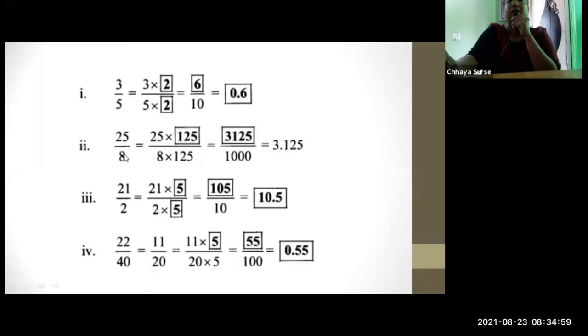Next, 25 upon 8. Now 8, we want to convert into 10 or 100. We can't convert it into 10 or 100, so we are converting into 1000, a power of 10. That's why 8 is multiplied by 125. If you multiply 8 by 125, the numerator should also be multiplied by 125. So 25 multiplied by 125 and 8 also multiplied by 125.